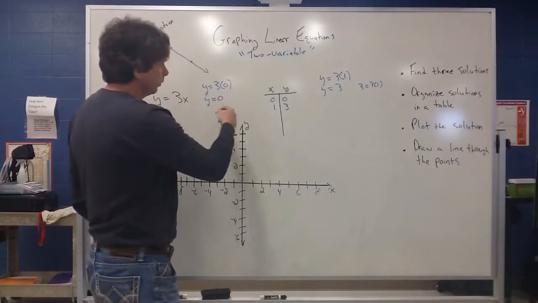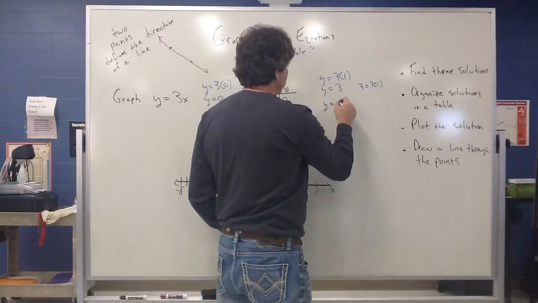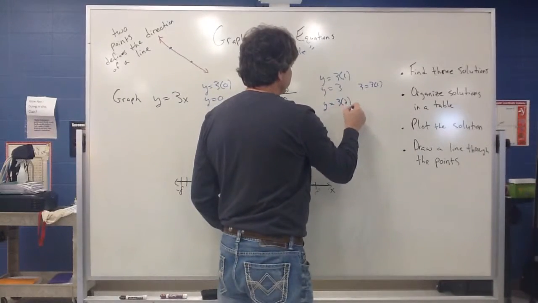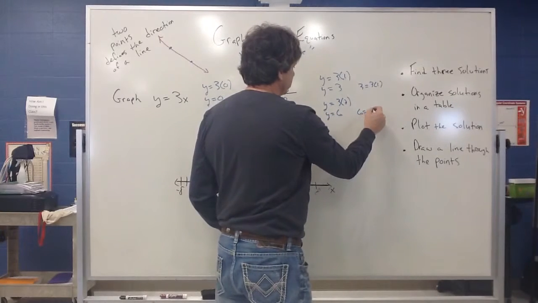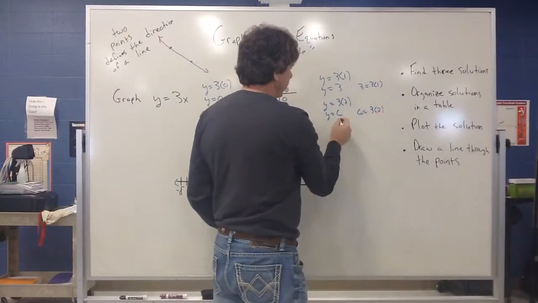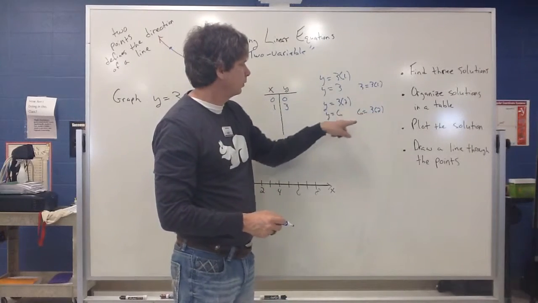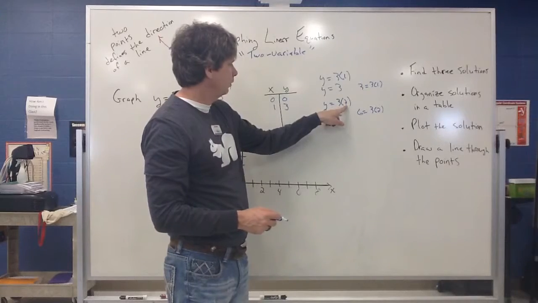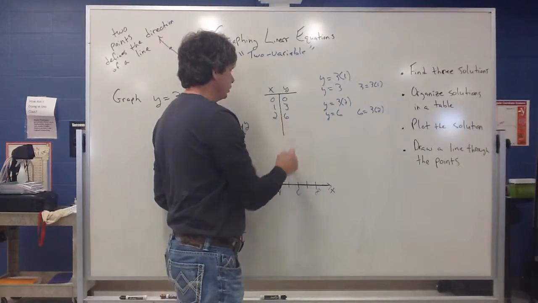I'll pick 0, I'll pick 1. Let's just go ahead and pick 2. Let's see what happens here. If x is 2, y would have to equal 6, because then you would see that 6 does equal 3 times 2. That's a true statement. So if I pick x to be 2, then y would have to be 6. So 2, 6 would be the solution.